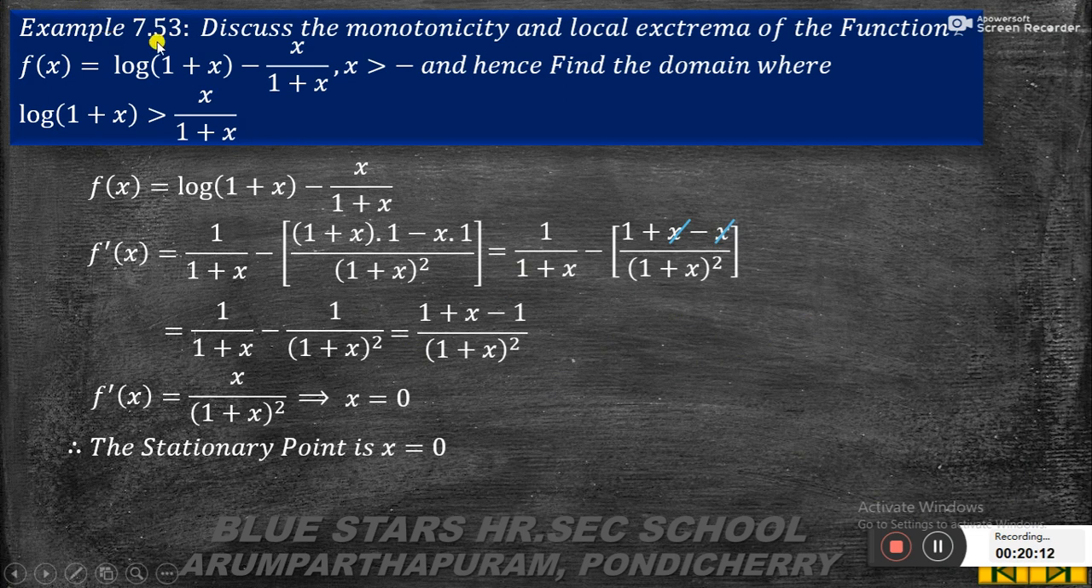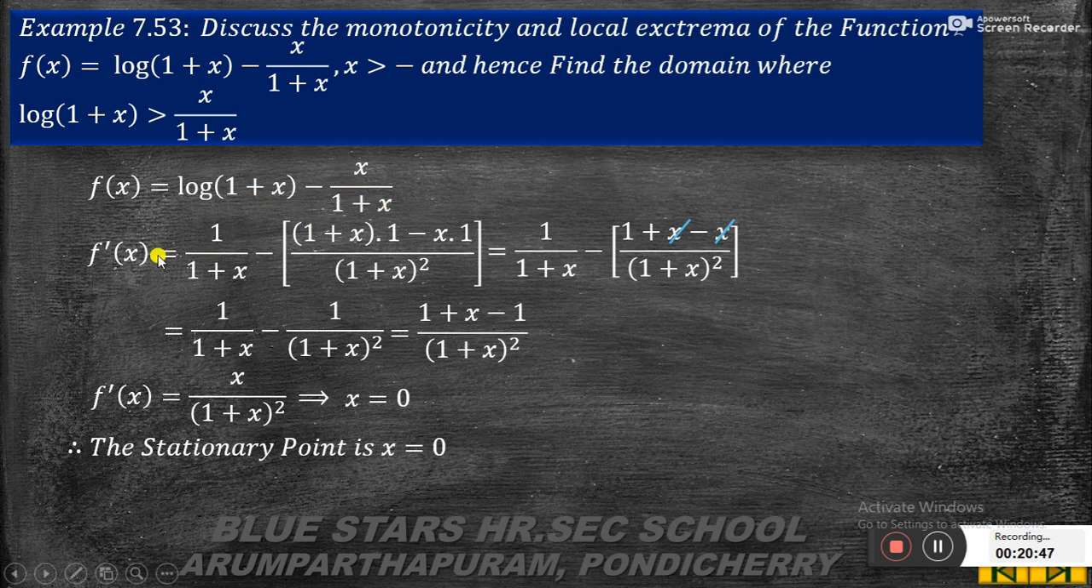So next, example 7.53: discuss the monotonicity and local extrema of the function f(x) equal to log(1 plus x) minus x by (1 plus x), such that x greater than minus 1, and hence find the domain where log(1 plus x) is greater than x by (1 plus x). Monotonicity means the function is strictly increasing or decreasing. They also ask about local extrema and the domain. So first I write the given function f(x) equal to log(1 plus x) minus x by (1 plus x).